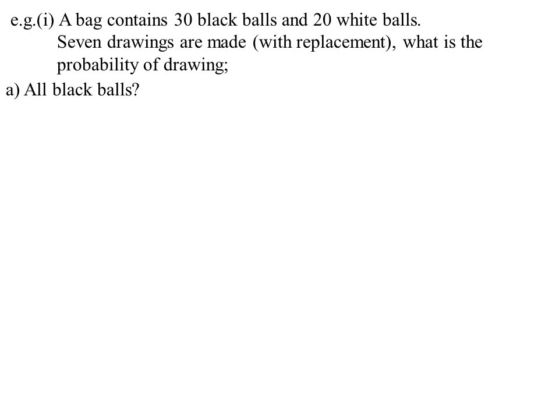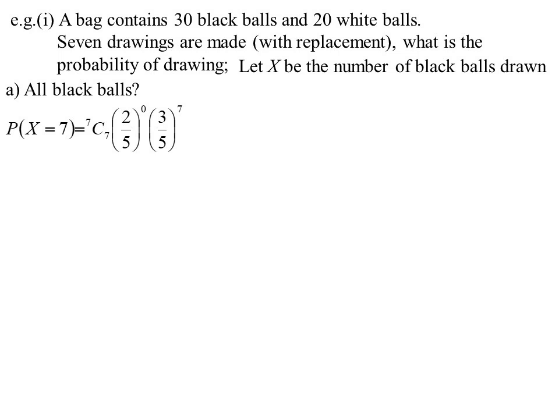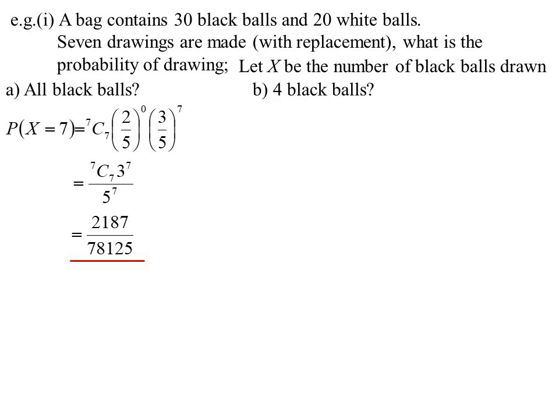I'll define my random variable, x, to be the number of black balls drawn. That's what I'm interested in here. So I'm saying, what's the probability that x is 7? I get 7 successful attempts here. 7c7, the binomial coefficient goes out the front. Probability of success to the power of 7. Probability of failure would then be to the power of 0. And well, that's an unsimplified answer. If I calculate that out, there it is, 2,187 on 78,125.